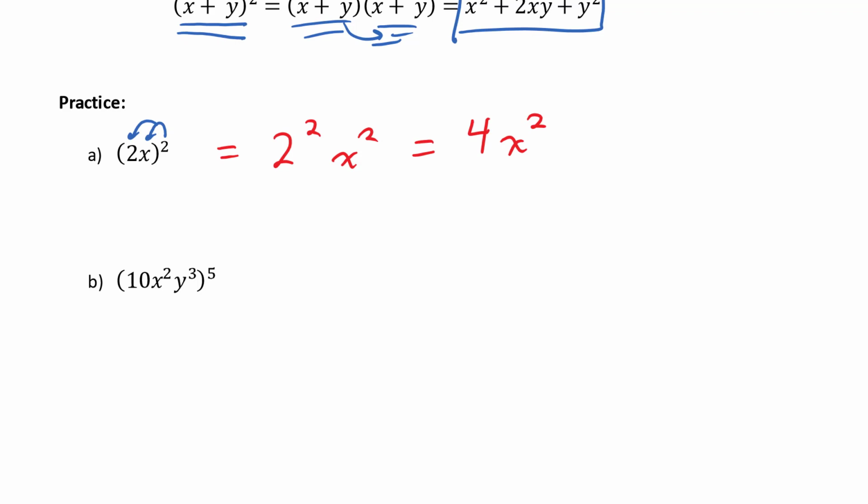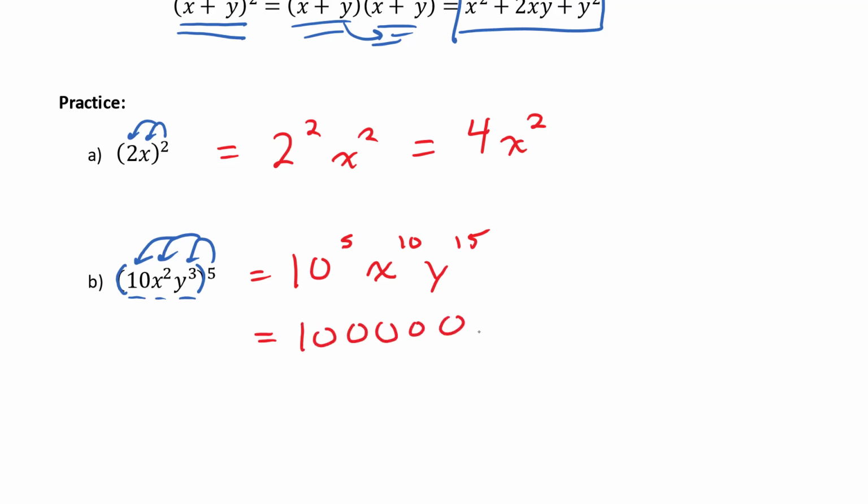Over here, same thing. 10 times x squared times y cubed, raise that to the exponent 5. The brackets are around there, therefore this is one big term, and I distribute the 5 to all terms inside. 10 to the 5, 2 times 5 is 10, 3 times 5 is 15. And I can expand that outwards. 1, 2, 3, 4, 5. Final answer.